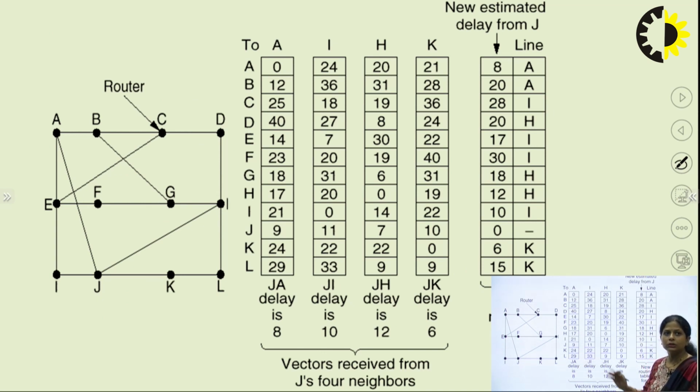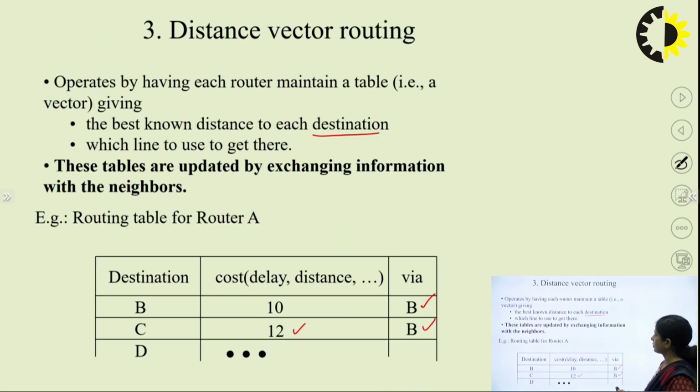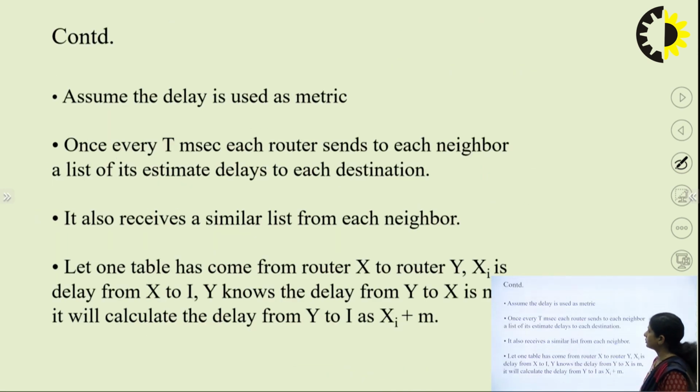Fine. Suppose these are the participating routers over here, and here we have included the cost and the values of each and every distance, right. So, how is it working? Assume the delay is used as a metric. Once every t milliseconds, each router sends to each neighbor a list of its estimated delays to each destination. It also receives a similar list from each neighbor, so that the complete table could be maintained, right.